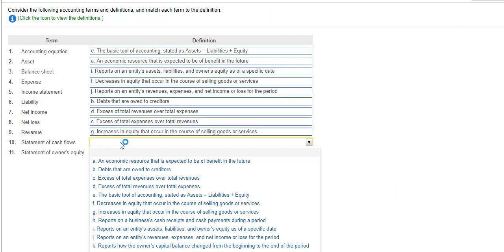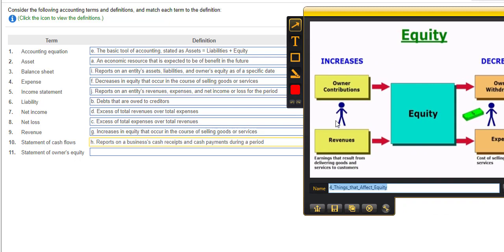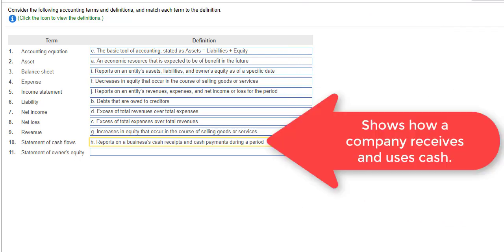Two more to go. Statement of cash flows. Now, we don't get into detail about creating a statement of cash flows until a future class, but we do want to know what it is at a basic level. So a statement of cash flows reports on a business's cash receipts. Cash receipts means how are we receiving money? Are we receiving money by the owner contributing to the company? Are we receiving money from selling things, which would be revenue? Are we receiving money from taking out loans?